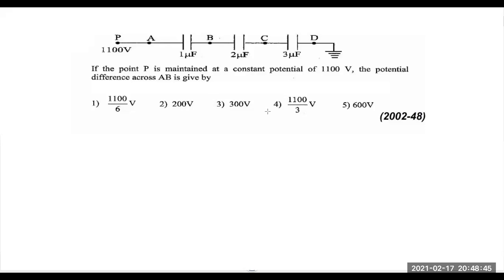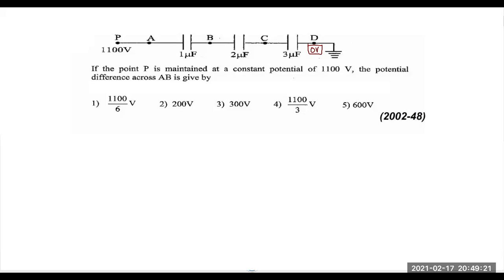Now, this is an example from 2002 past paper, 48th MCQ. Right, now let's see what that question is all about. If point P is maintained at a constant potential of 1100 volt, the potential difference across AB is given by. Now, first thing you have to understand is P is at 1100 volt and D, you can see it's grounded. Therefore, potential at D is going to be 0 volt, electric potential.